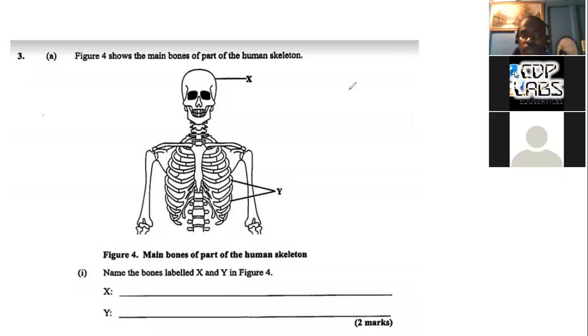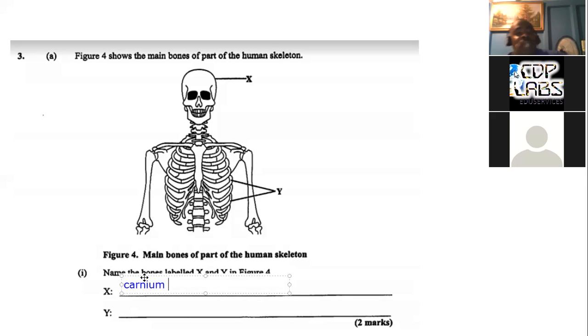Figure 4 shows the main bones of the human skeleton. Name the bones labelled X and Y in figure 4. Alright. No, this is too easy. This is Alia's favorite one. So I'm going to make Chevel name X and Alia name Y. Alright. Alia, Chevel, name X for me, please. What is it called? Cranium.